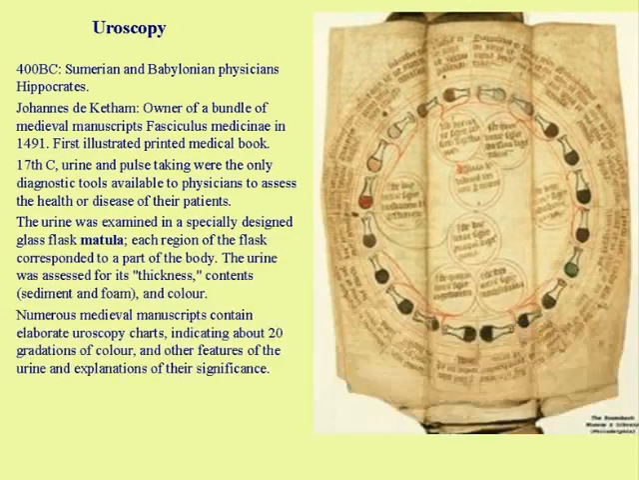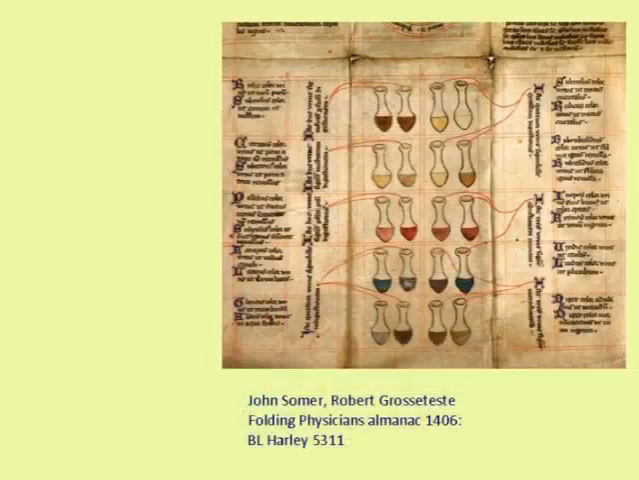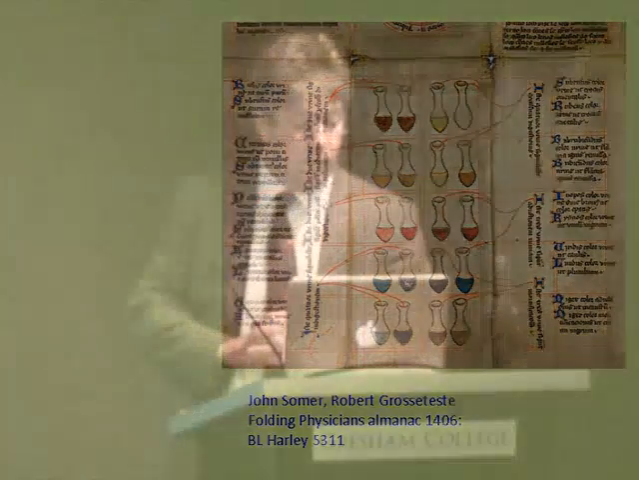Even by the 17th century, urine and pulse taking were the only diagnostic tools available to physicians to assess the health. The flask that they used had remained unchanged, and it was called a macula. Each region of the flask corresponded with a part of the body, and using a chart like this, you could make some very sophisticated diagnoses. Here's a beautifully coloured chart that's in the British Museum, round about the time of John Sommer and Robert Grosseteste, as we know him.